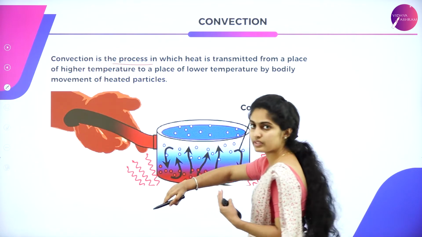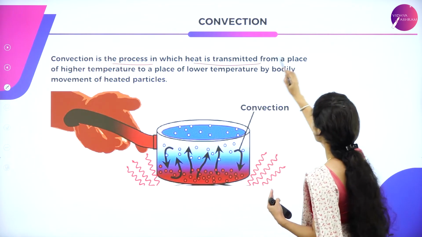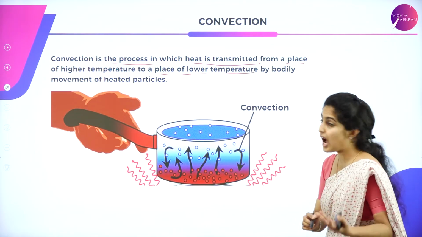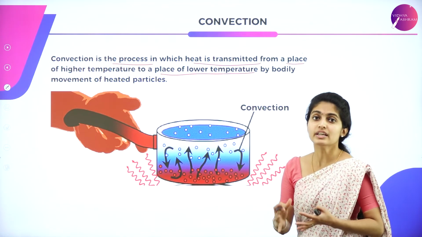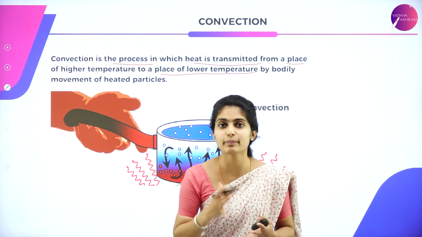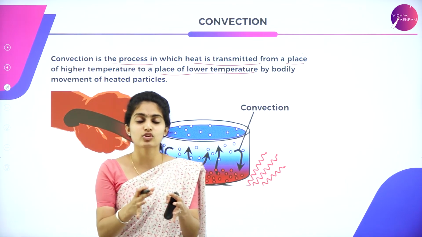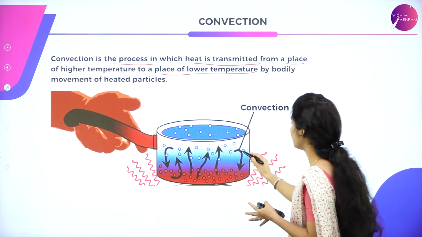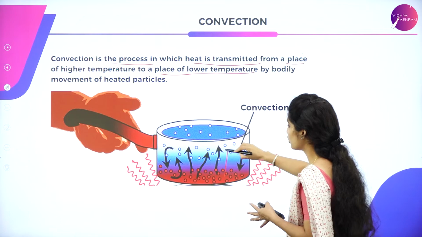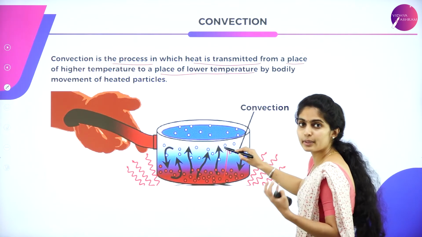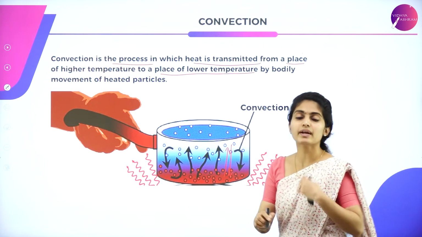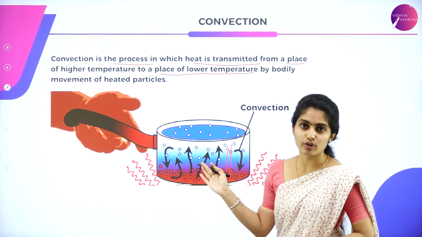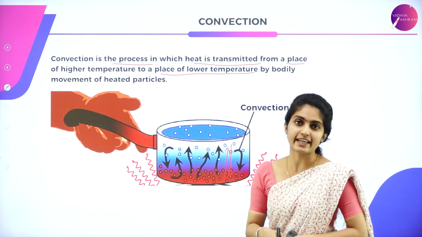Here convection is a process in which heat is transmitted from one place of higher temperature to a place of lower temperature by bodily movement of the heated particles. Because of the movement of the heated particles, the complete liquid gets heated up. Okay, so this is all about convection. The heated water goes up and the rest, the lower temperature liquid, comes down and gets heated up and goes back. So this is your form of convection, one of the modes of transferring heat.